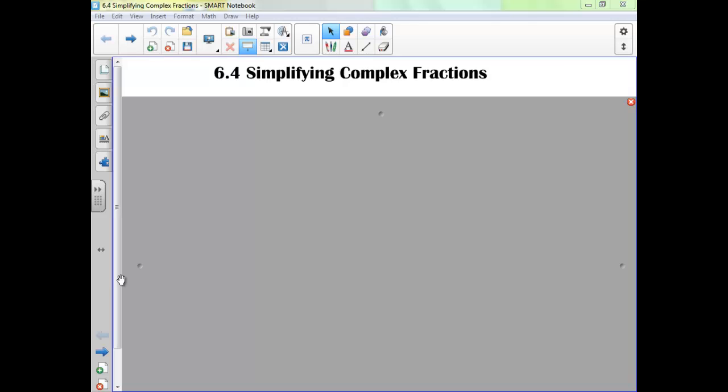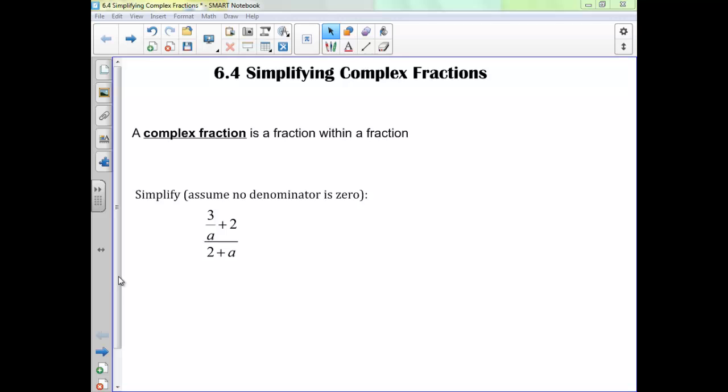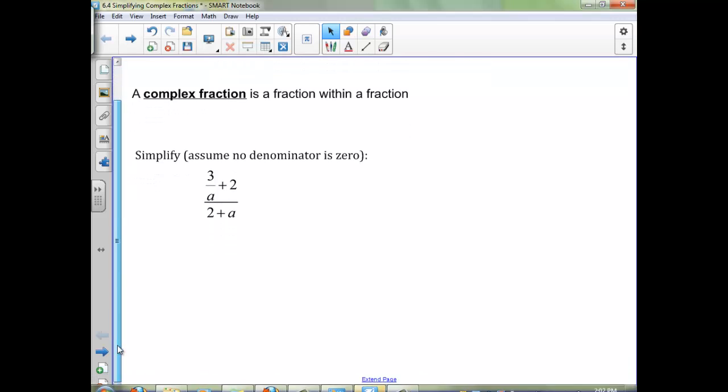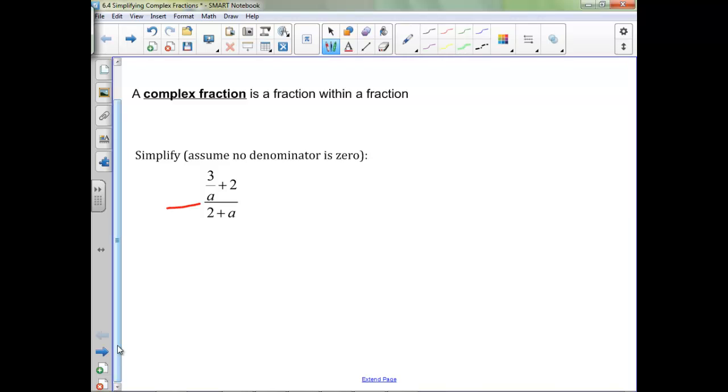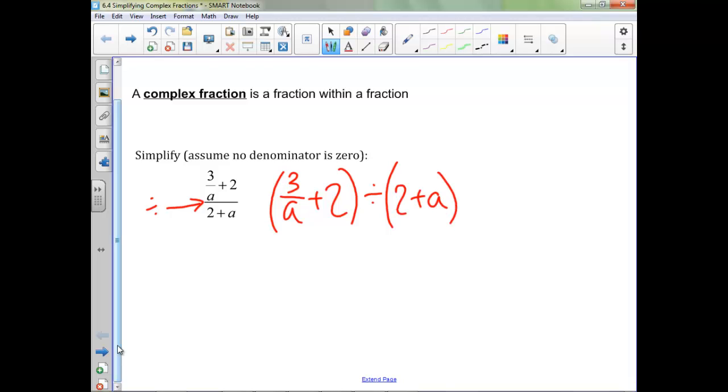So this section is simplifying complex fractions, and a complex fraction is just a fraction within a fraction. And so this would be an example of one. Now remember, when we have a fraction, all this means is division. And so it's going to really help us if we just change it to division right off the bat. And remember to use our parentheses because you're dividing by this whole denominator.